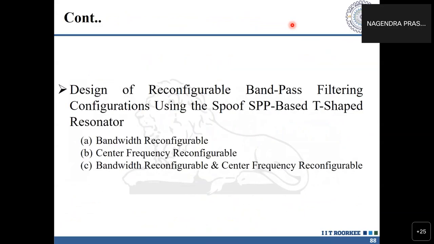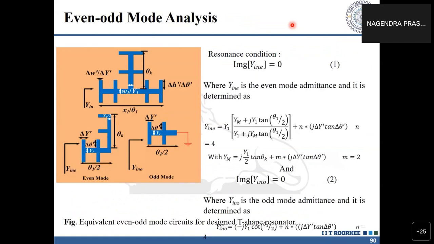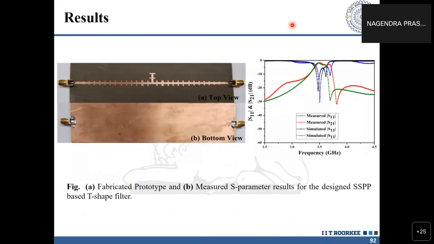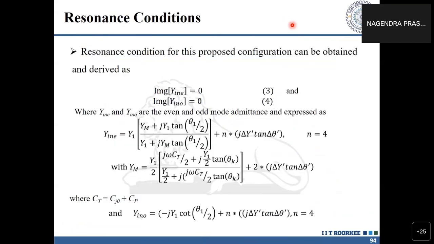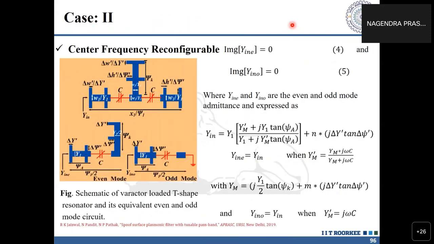Then reconfigurable bandpass filters. A T-shaped resonator is used in this case. Again, I will not cover the even mode, odd mode analysis because I assume that you know how to do it for such a structure. There are vertical and horizontal length variation effects. Measured and simulated results are compared. In this case, a bandwidth reconfigurable structure is also considered. This is again at microwave frequency. You can see that you can control the rising or falling edge. Center frequency reconfiguration is also possible.